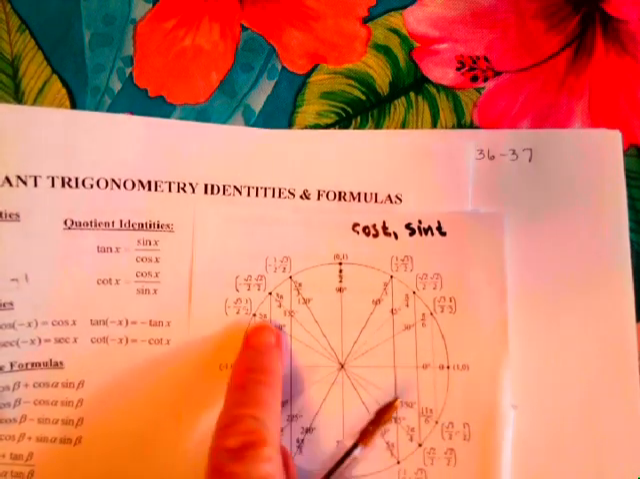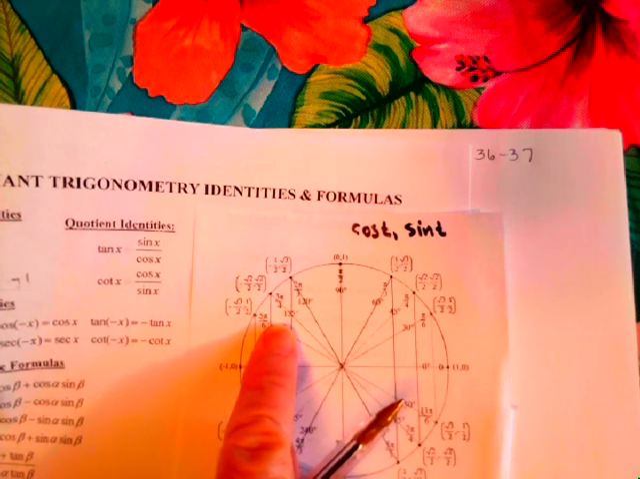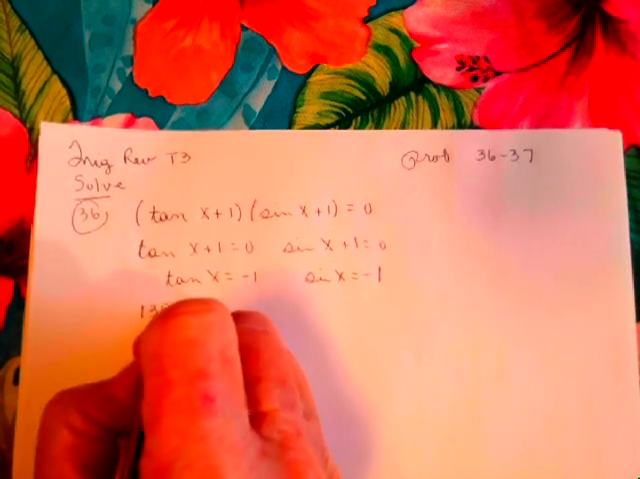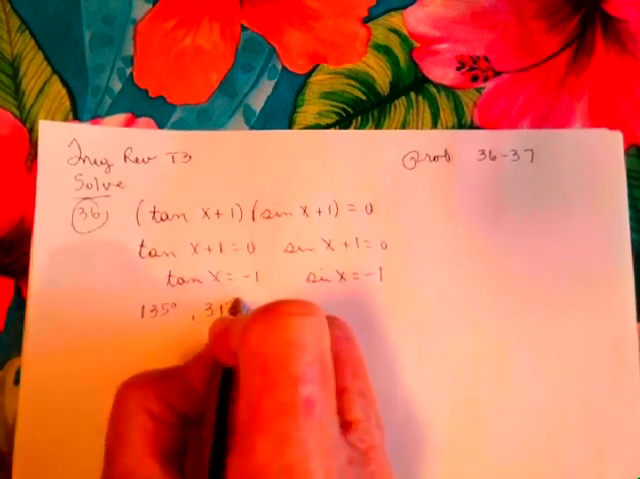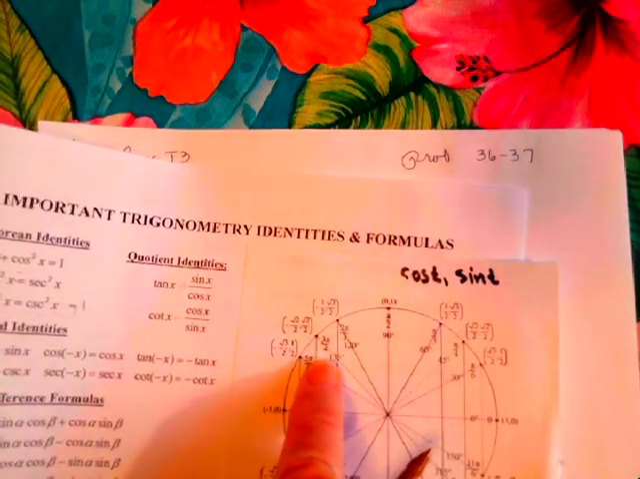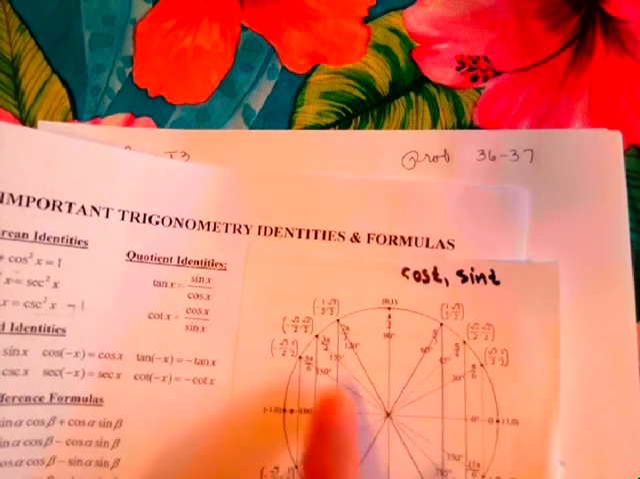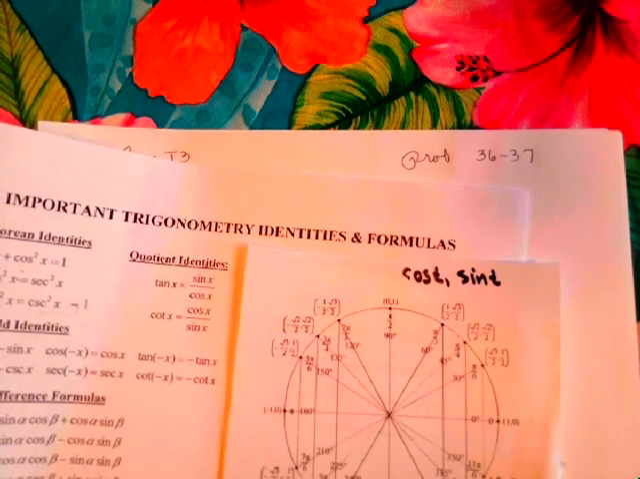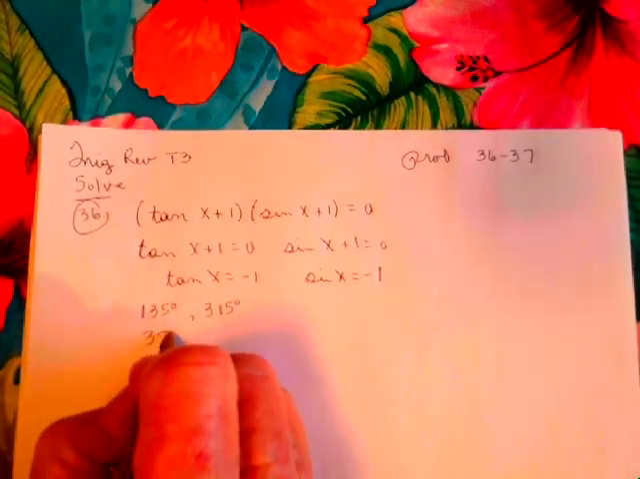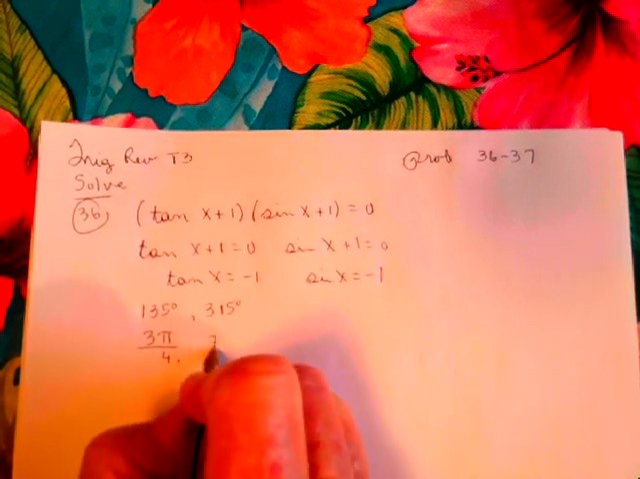and related angles of 45. So that would be 135 degrees, and it would also be 315 degrees. So I have two of my answers, 135, 315. I want those in radians. 135 is 3 pi over 4. 315 is 7 pi over 4. So I have 3 pi over 4, 7 pi over 4.